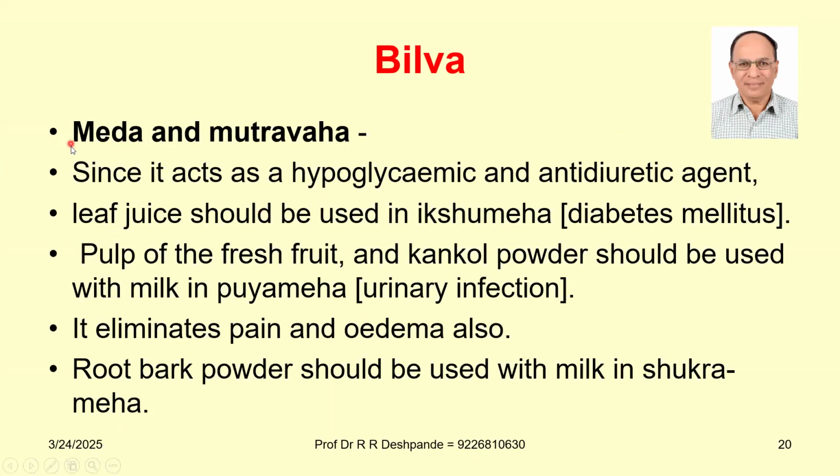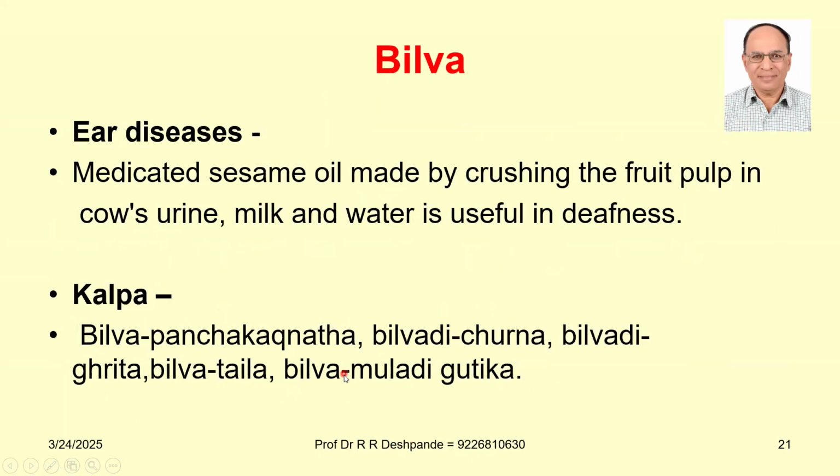What is the action on the adipose tissue, meda, and urinary system? Bilva acts as a hypoglycemic and anti-diuretic agent. So, Bilva leaf juice should be used in Ikshu Meh, that is diabetes mellitus. Pulp of the fresh fruit of Bilva and Conch powder should be used with milk in urinary tract infection. Bilva eliminates pain and edema also. Bilva root bark powder should be used with milk in Shukra Meh.